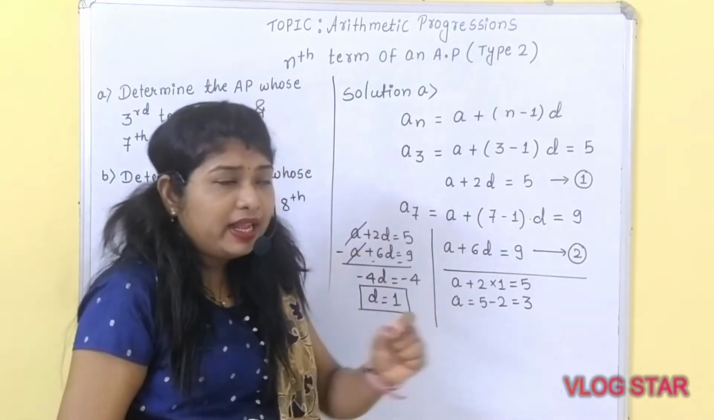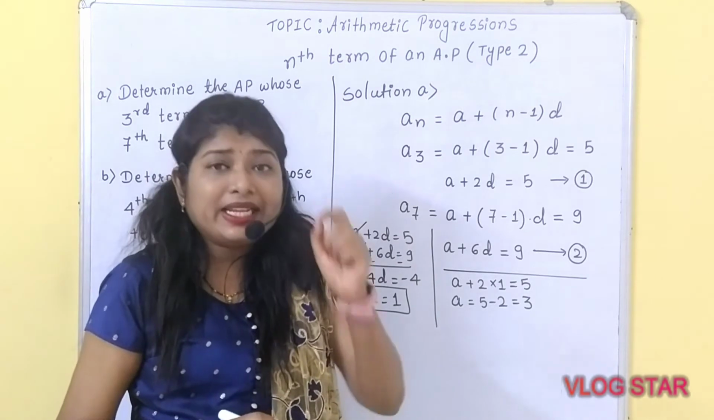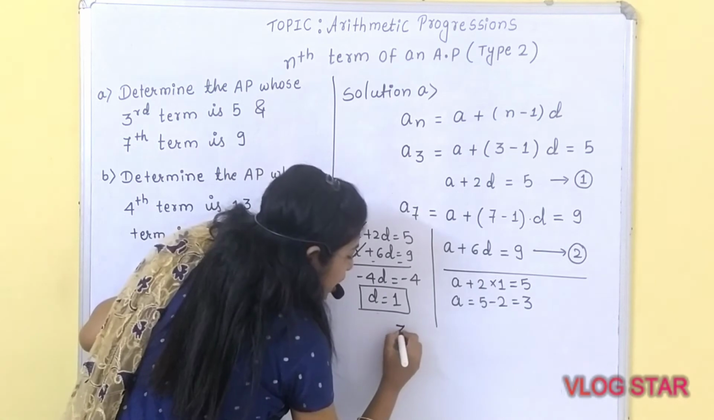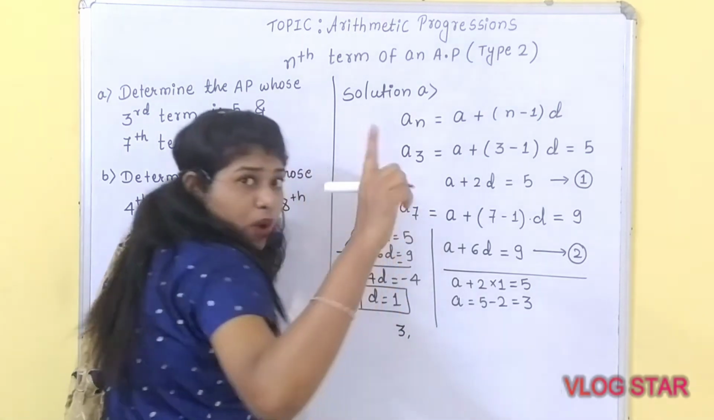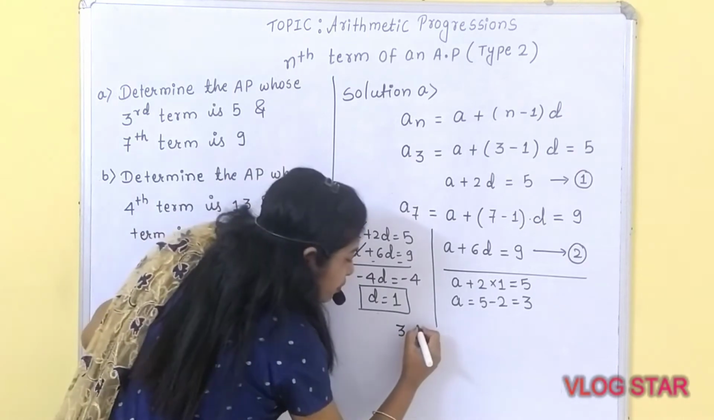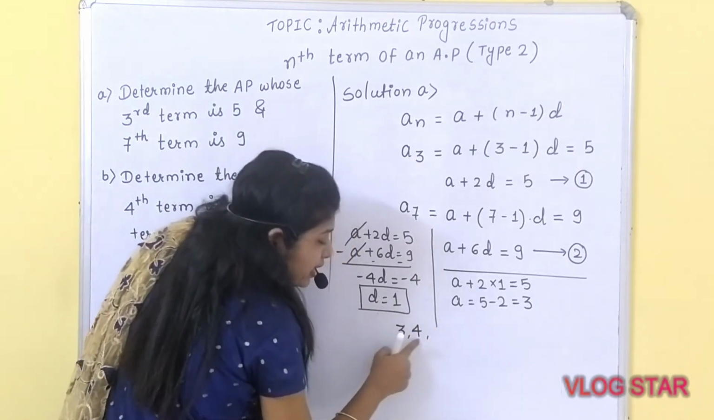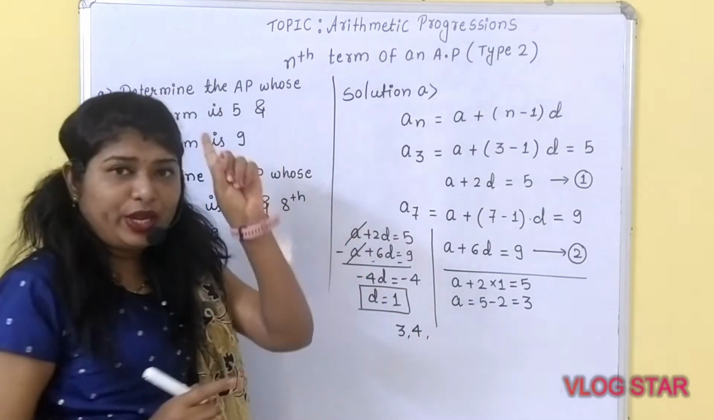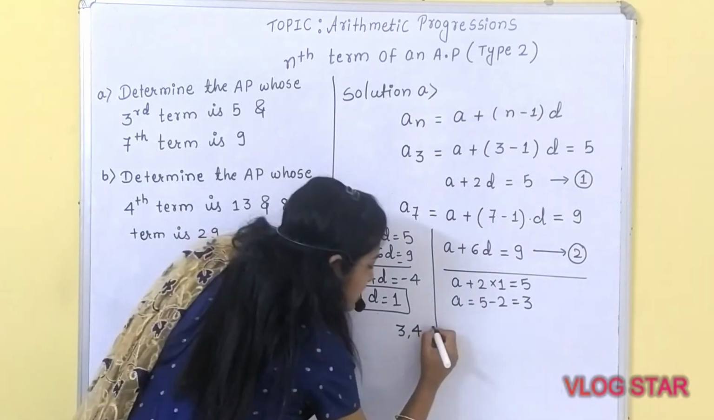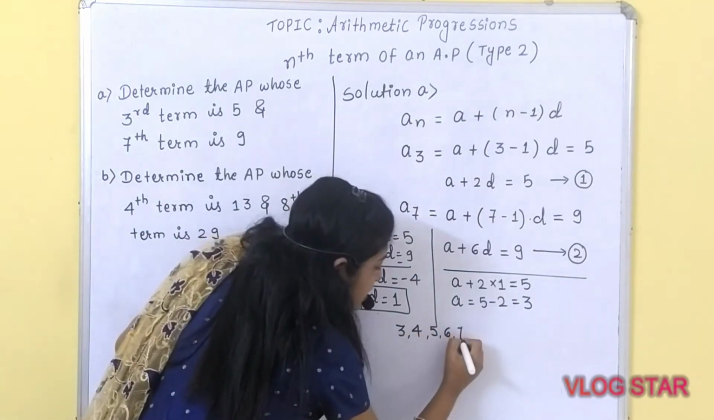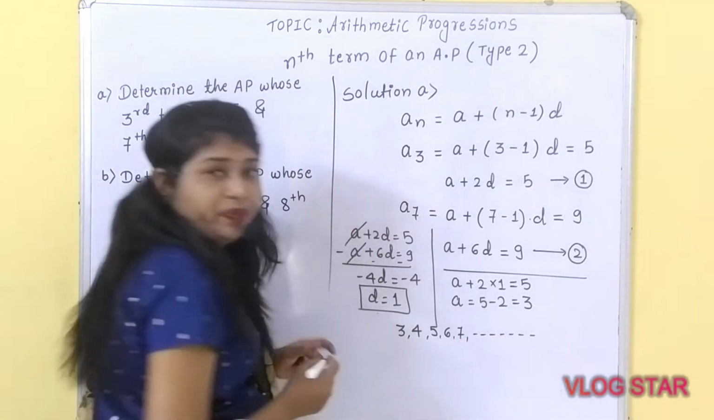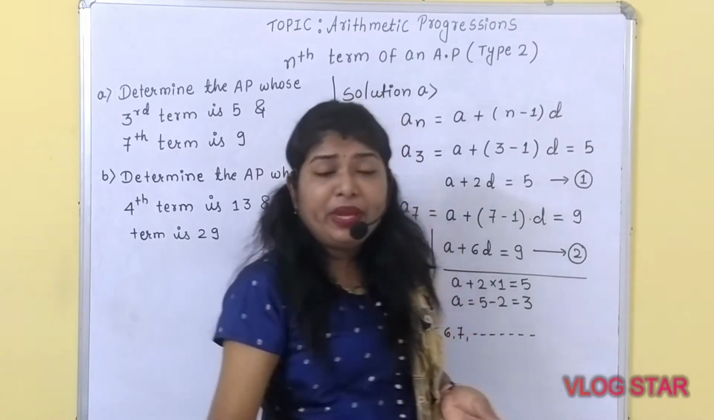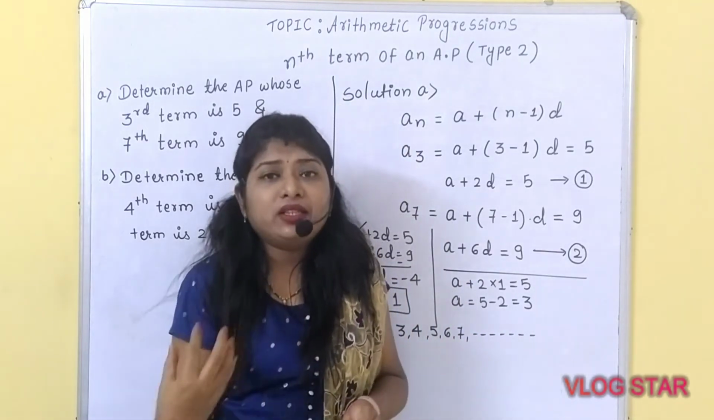As you know, the first term is represented by the letter A. So the first term in the AP is what? 3. The difference is 1. So what would be the next term? 4. If you take the difference between the two consecutive numbers, 4 minus 3 is equal to 1. So simply the next terms would be 5, 6, 7 and so on. I hope you have understood how to determine an AP with the help of the given nth term.